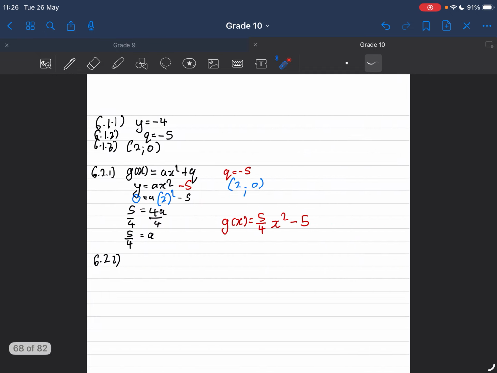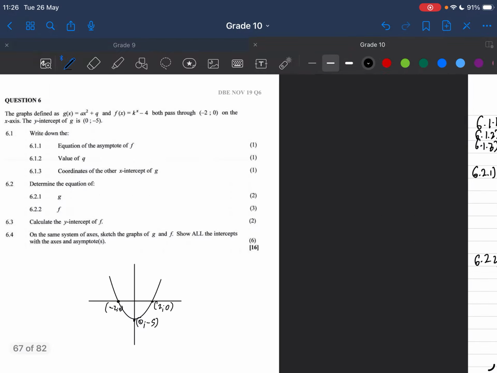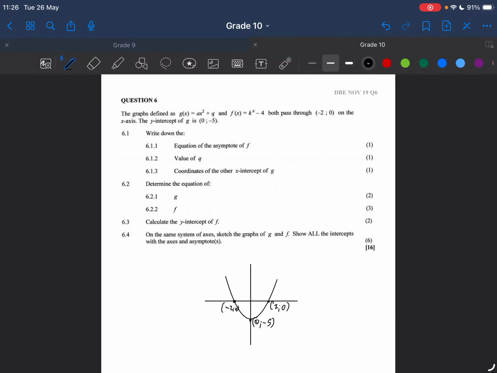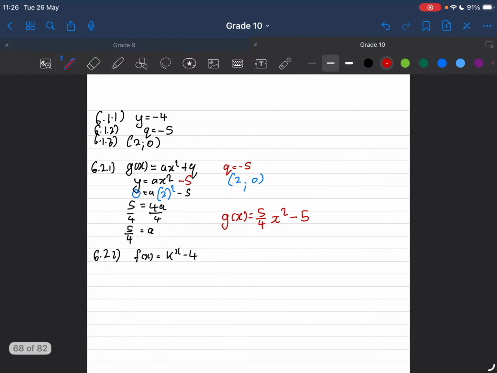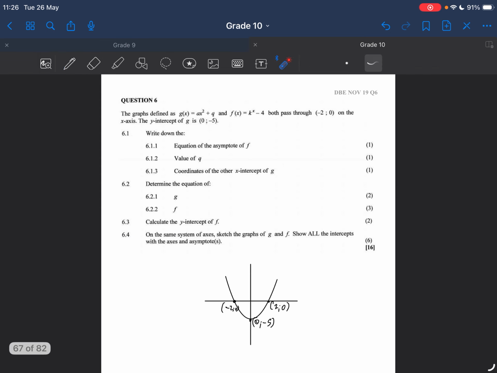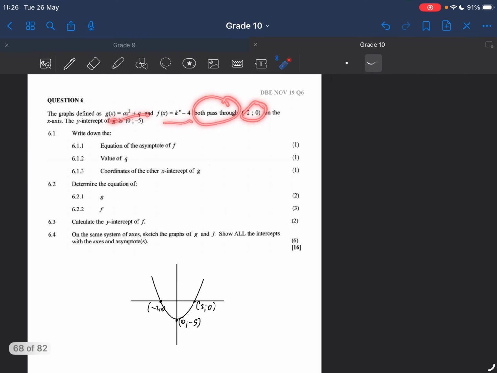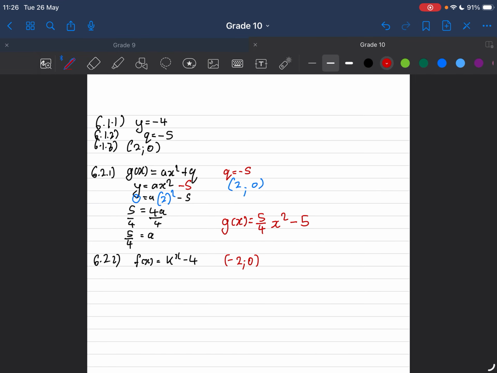Now, alright, so f of x currently, before we've done anything, is basically k to the power x minus 4. Now they're saying the equation. So for the equation, we just need to sub in a point that we have. The only point that we have on that graph for now is -2 and 0, which is also the x-intercept of the parabola. Basically, they're saying that your parabola and your exponential pass through -2 and 0, so we can use that. So I'll put 0 is equal to k to the power -2 minus 4.